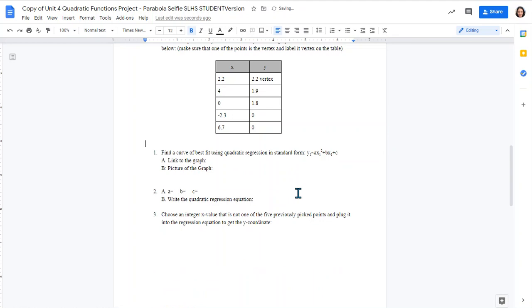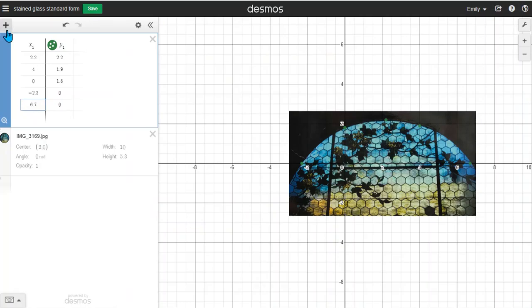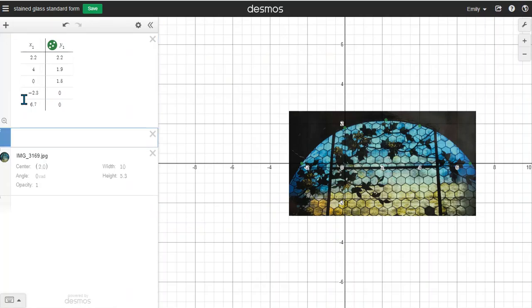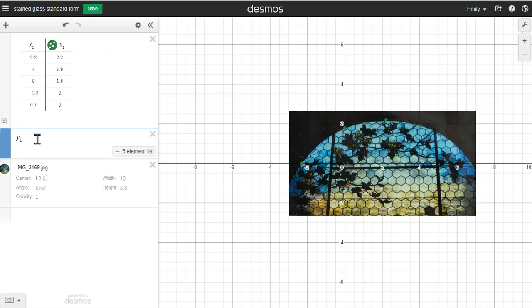All right, now it says to find a curve of best fit using this quadratic regression. A lot of you guys like to try to copy and paste. It just doesn't work that well with copy and paste, so I'm just going to type it right in. So this is the equation. I'm going to add a new f of x expression. And I type y1. I didn't have to do anything special to get the 1 down there. Then the tilde, which is shift and then the key below the escape.